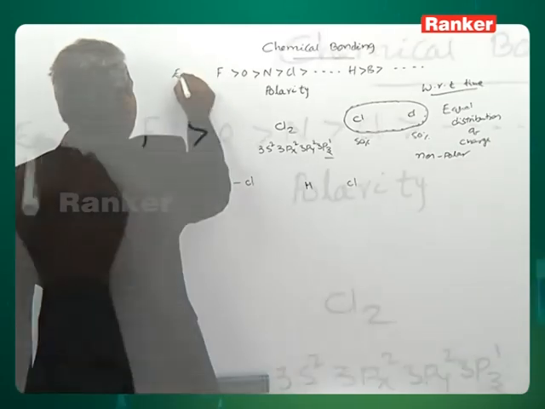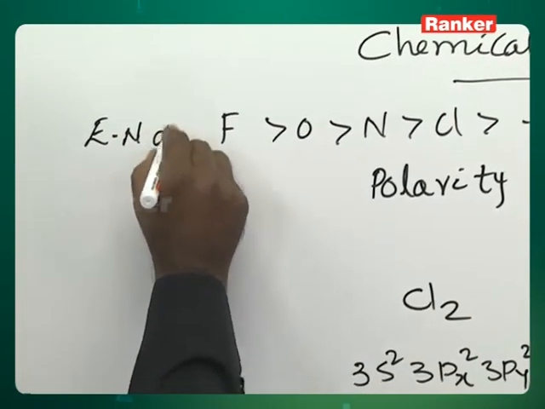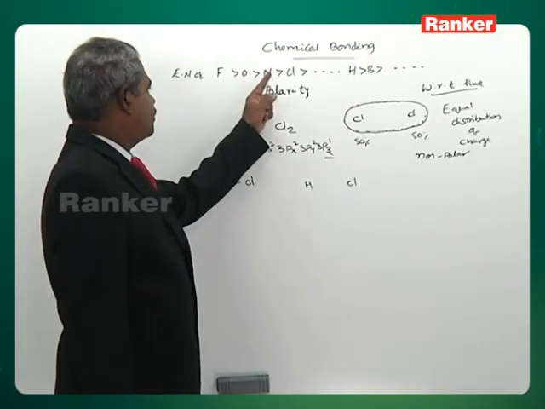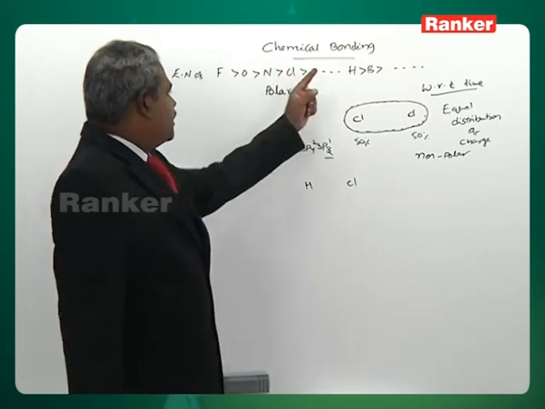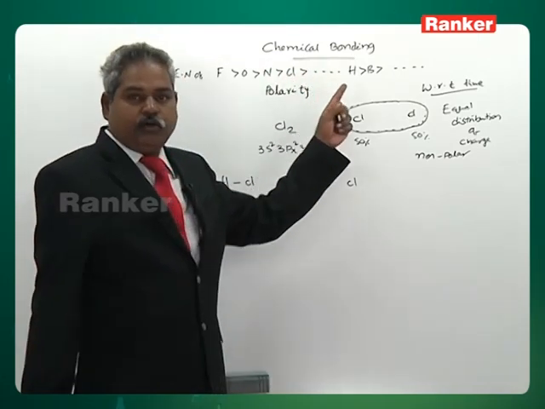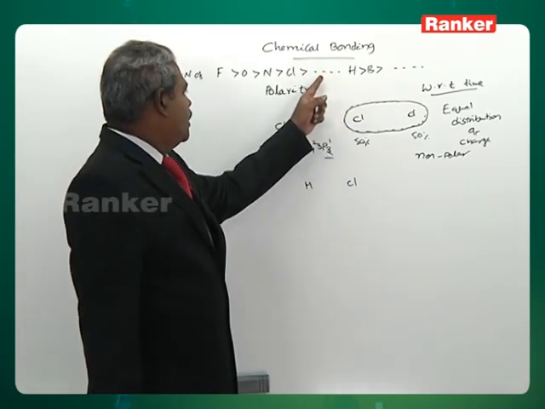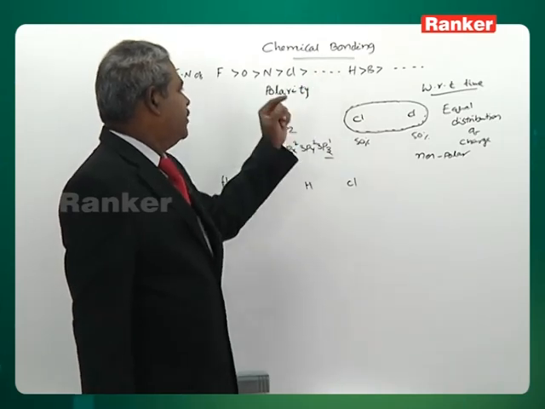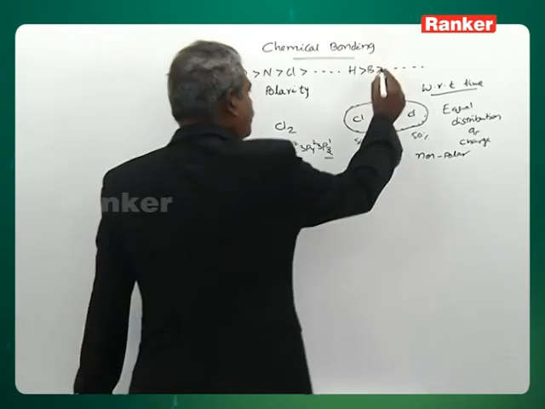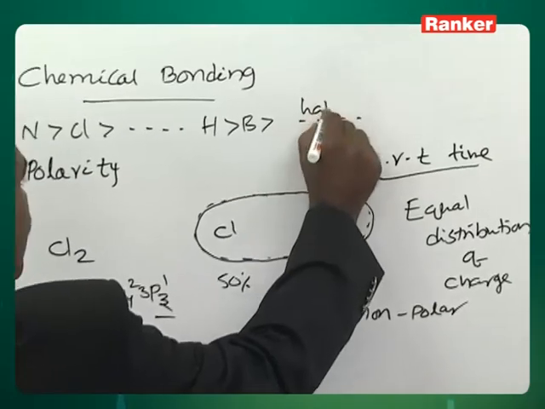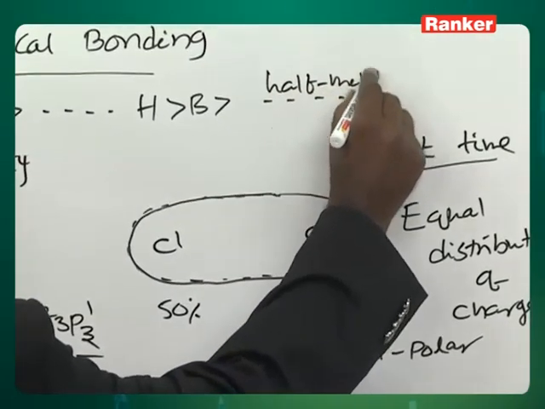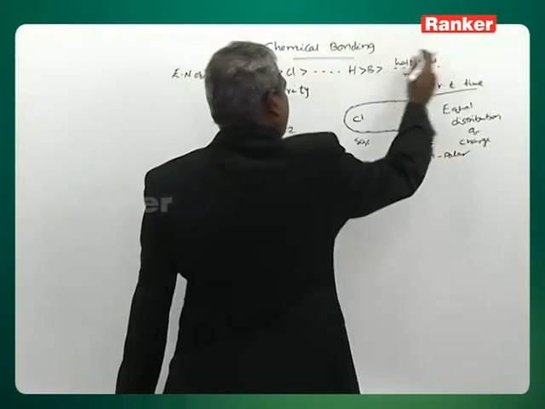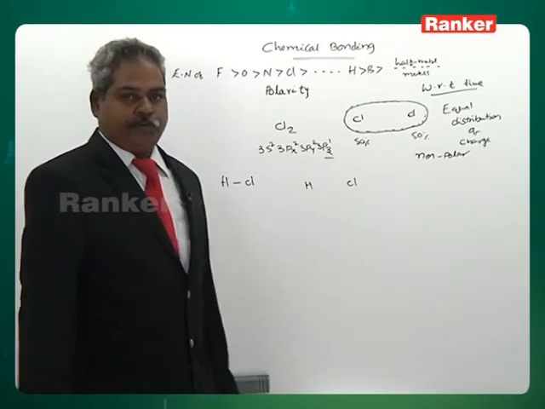So, this is the electronegativity of fluorine greater than oxygen greater than nitrogen greater than chlorine, and you will get the other non-metals here. You know which are non-metals: bromine, iodine, sulfur, phosphorus, carbon, silicon. All others will be here. And after this boron, you will encounter half metals and metals. Half metals and metals are not electronegative, they are electropositive.